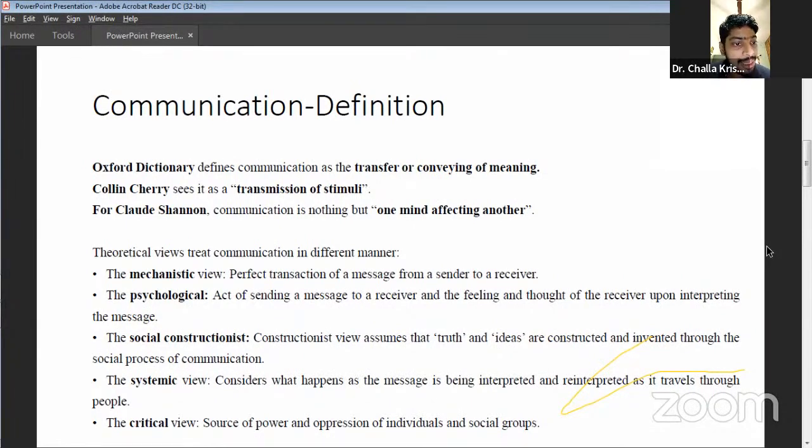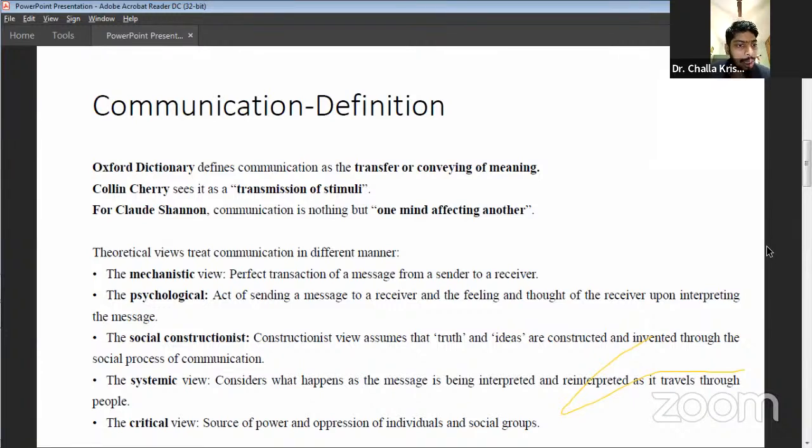Colin Cherry sees it as a transmission of stimuli. When we talk about stimuli, it is not just about verbal messages. It also talks about non-verbal reactions. Even non-verbal expressions count. Whether it is a satire or your body language, sometimes your verbal message and your body language are not proportional. Maybe it is a satire, right? For Claude Shannon, communication is nothing but one mind affecting another. A sender, through his message, is trying to affect the mind of the receiver, right?